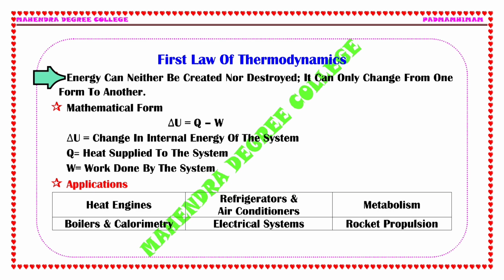This means the total energy of the universe is constant. You cannot make energy from nothing. You also cannot make energy vanish completely. The total amount of energy always remains the same, conserved. Explanation with simple examples.